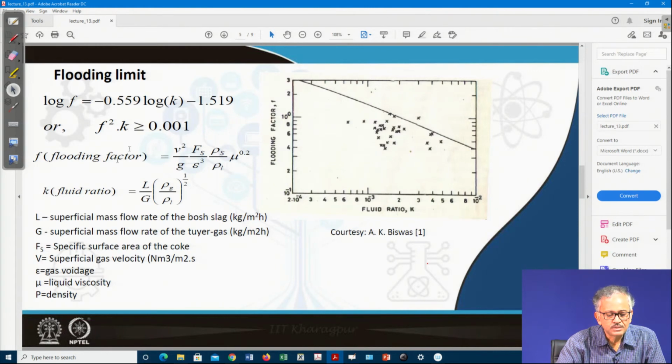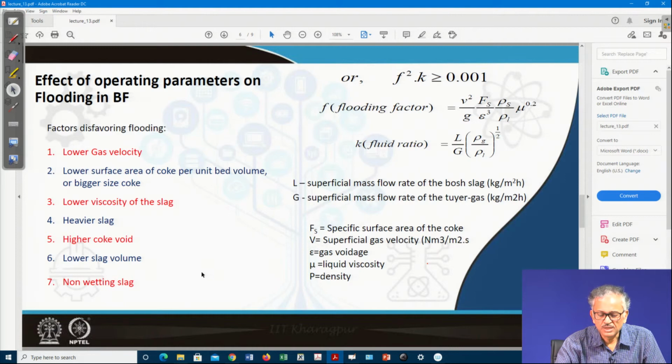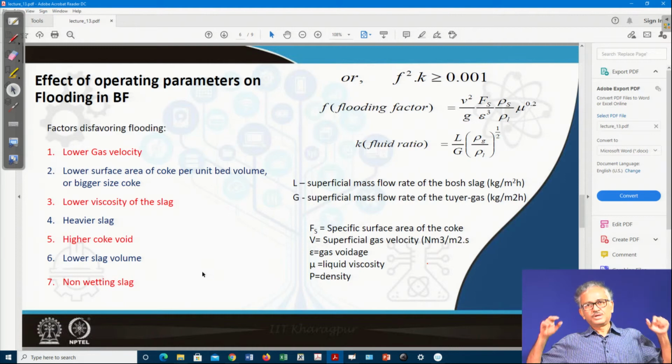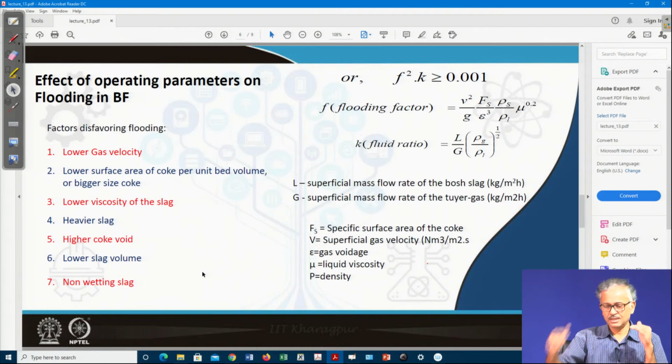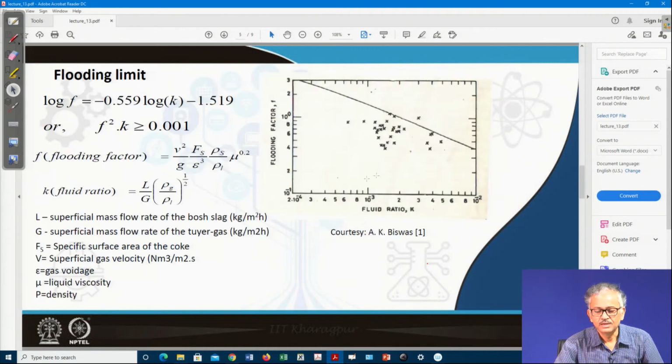So, this way, L is the superficial liquid velocity and G is the gas velocity. If you can control this factor, as you will see in the note, your aim is that F square K should be less than that line. All the data should be below this line if you plot it.